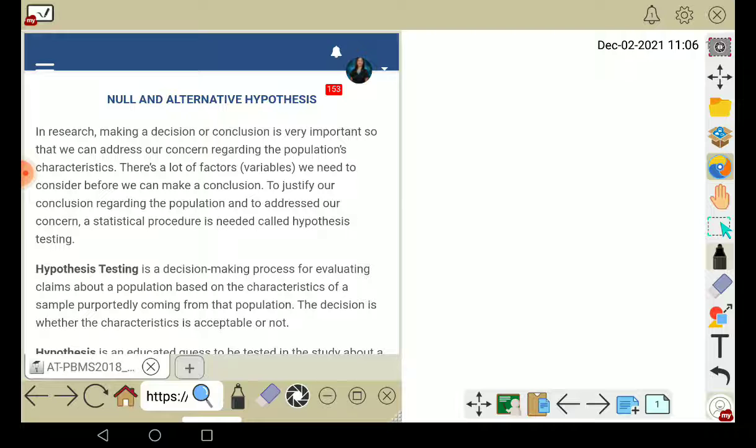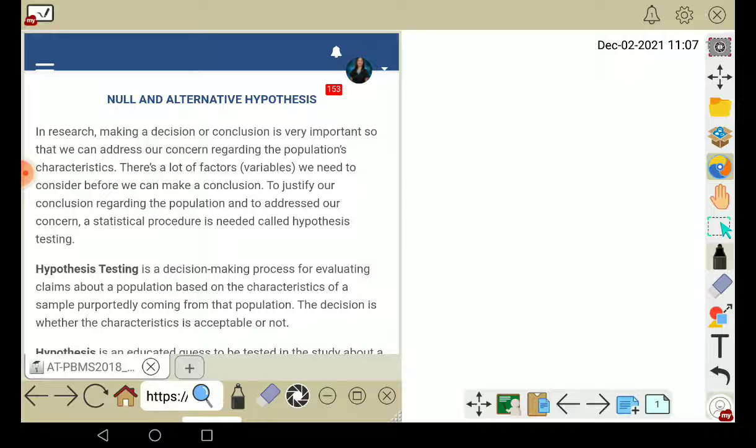So here, a hypothesis is an educated guess in science. Now here, when we say hypothesis testing, it is actually a decision-making process for evaluating claims about a population based on the characteristics of a sample purportedly coming from the population. So when we do hypothesis testing, that is a decision-making based on the evaluation of claims. Okay, so that means it has already gone through a process, data processing, and now this is the time where we will test whether we made an evaluation correctly.